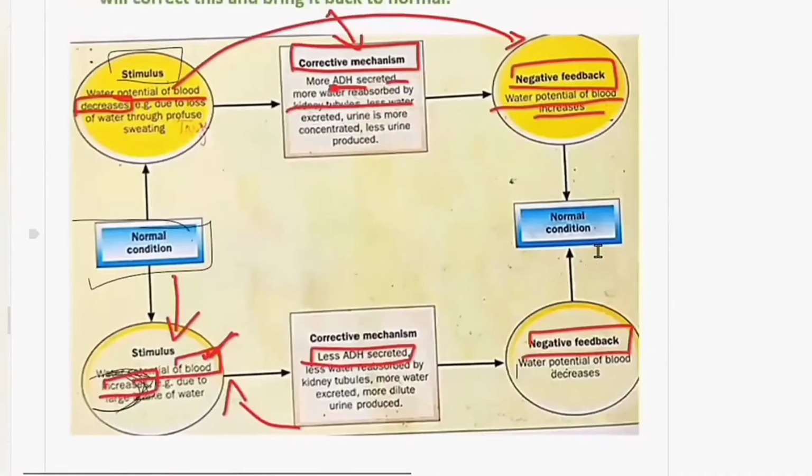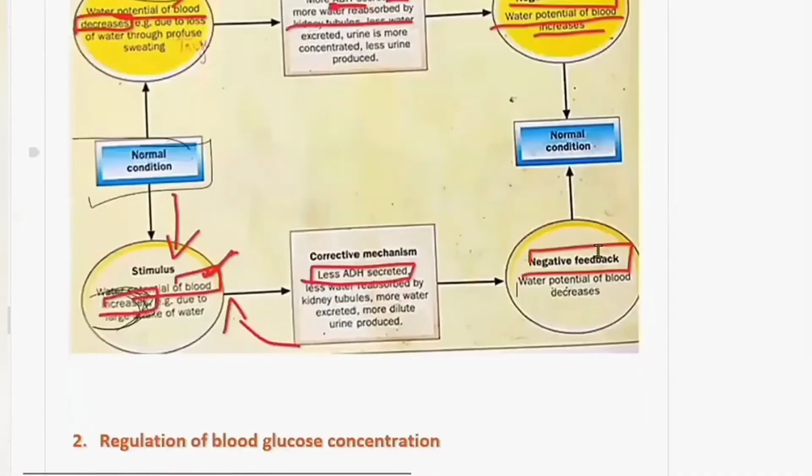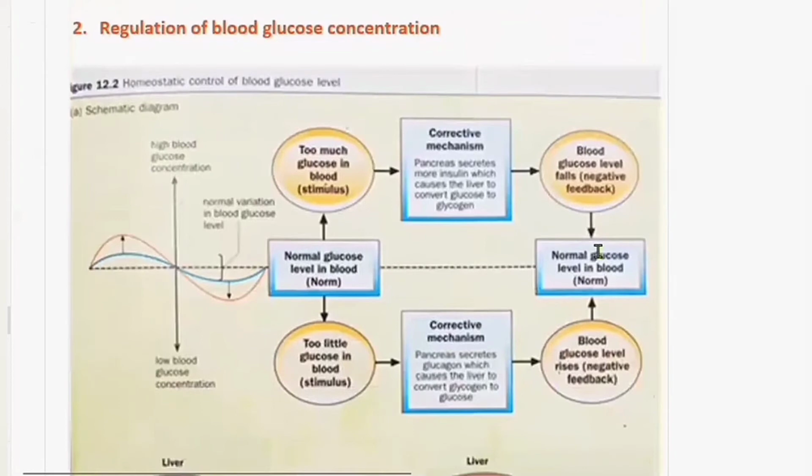Can you tell me why the concentration of water should be normal in blood? If I ask you this for 3 marks, how will you write it down? If there is high concentration of water in the blood plasma, what will happen? Okay, let me give you a hint. It is related to your diffusion and osmosis, or movement of molecules in and out of the cell.